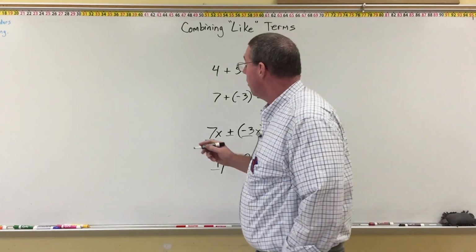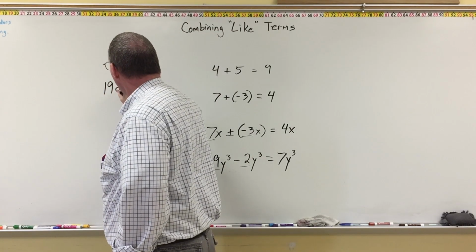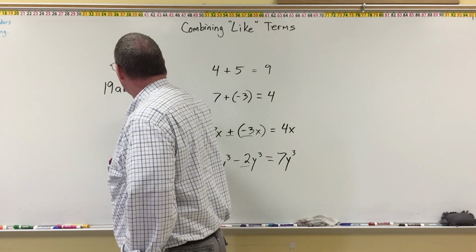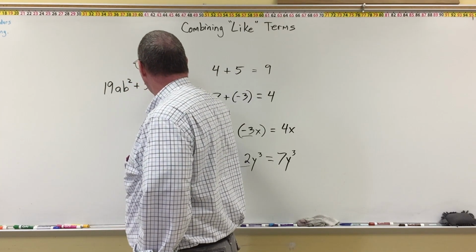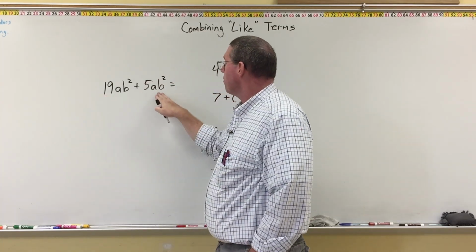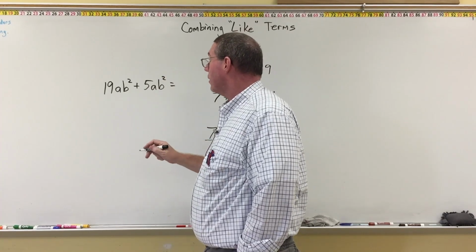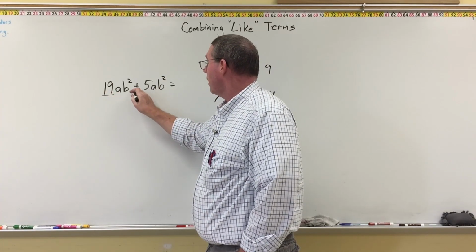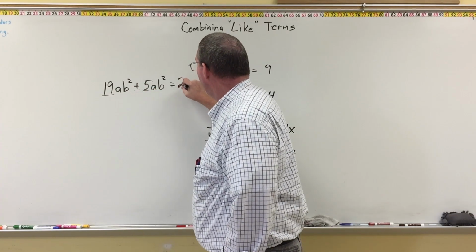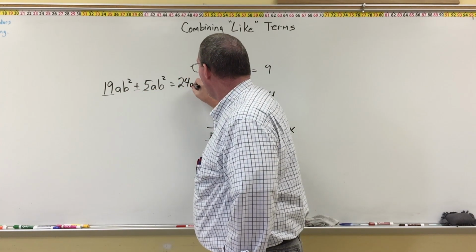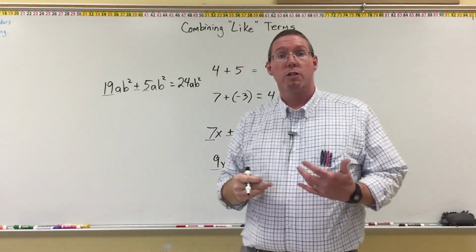I guess I could show you one more example over here. Let's say that we had 19ab squared plus 5ab squared. Since both of these terms have ab squared in them, just ab squared, they're like terms. So all we have to do now is the 19 plus the 5. 19 plus 5, that's 24. And then we just carry over the ab squared. And that is combining like terms.